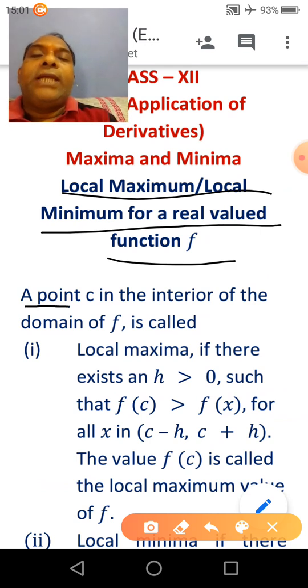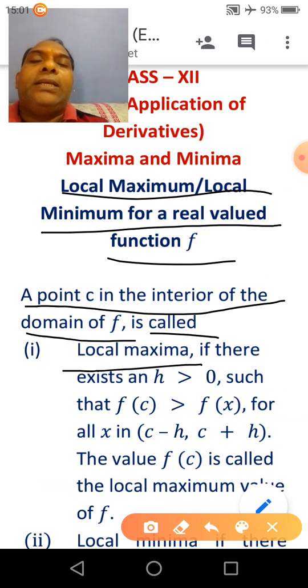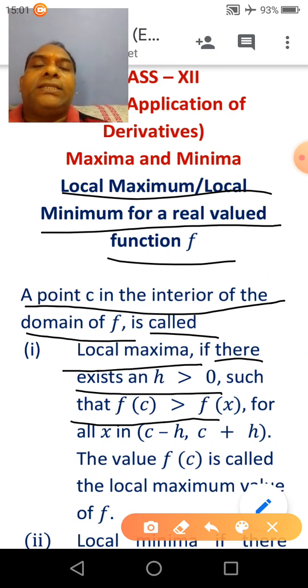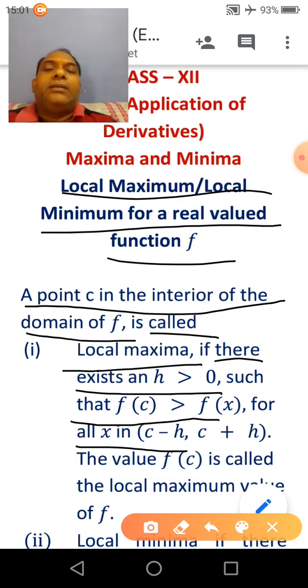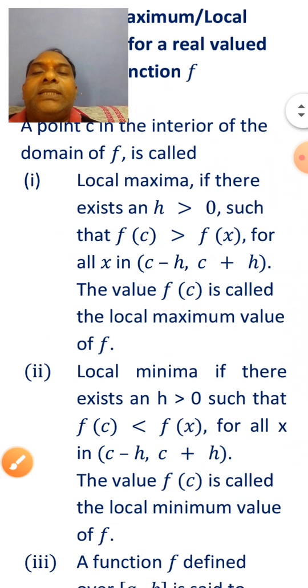A point c in the interior of the domain of f is called local maxima if there exists h greater than 0 such that f(c) is greater than f(x) for all x in the open interval (c minus h, c plus h). The value f(c) is called the local maximum value of f. Clear?